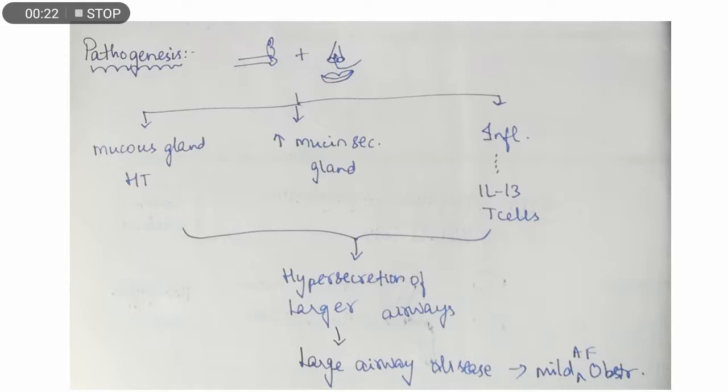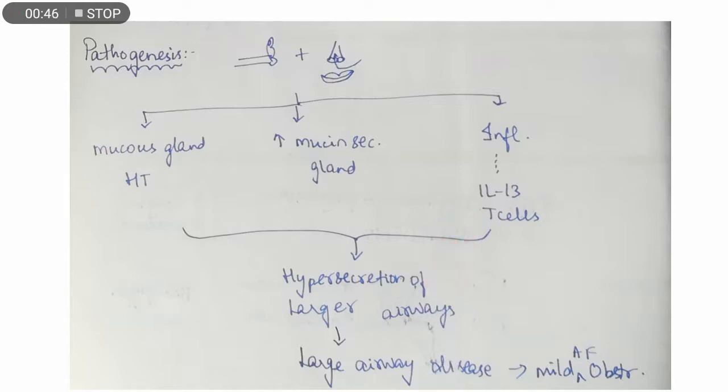So the pathogenesis is due to infection through the respiratory tract, air pollutants, and smoking. All these things will cause mucous gland hypertrophy, increased mucus secretion, increase in mucin secreting glands, and inflammation. Inflammation is caused by interleukin 13 and T cells. And all these things will cause a hypersecretion of the larger airways.